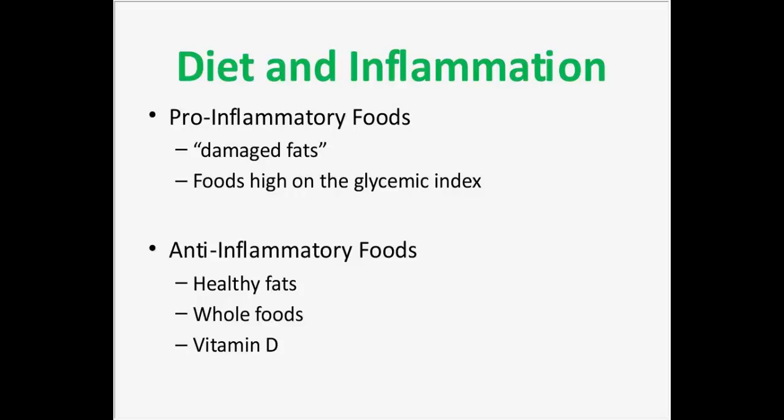So again, it's something to try out with a very individual approach. So trying to stay away from those pro-inflammatory foods, trying to remove all of the damaged bad fats from your body, foods that are high on the glycemic index that cause you to have a high blood sugar count, staying away from things like deep fried foods, very, very important on those damaged fats.